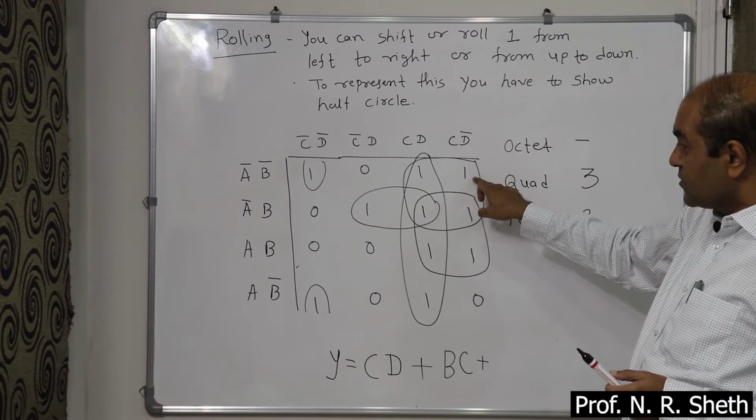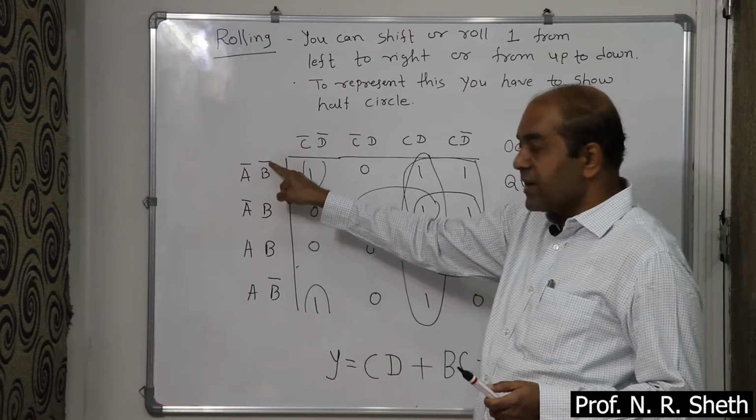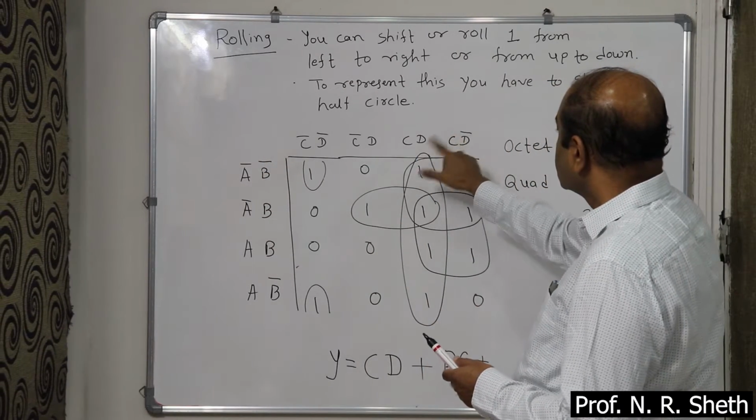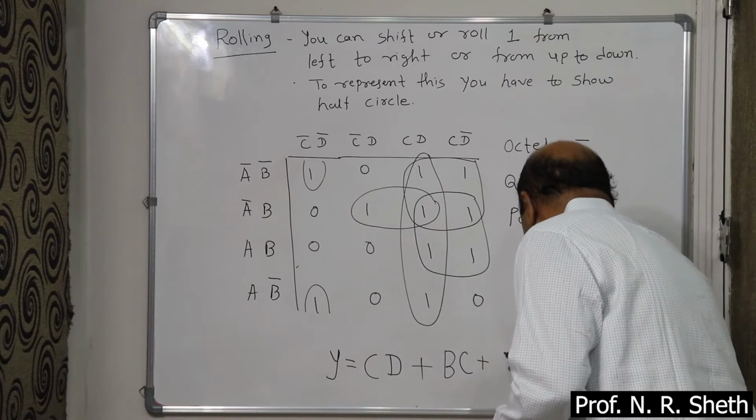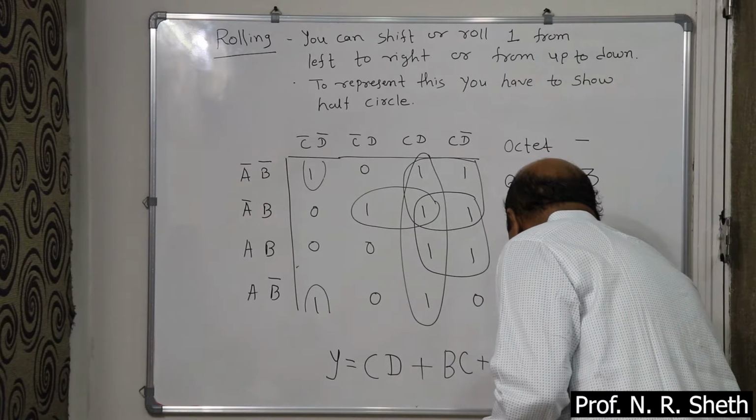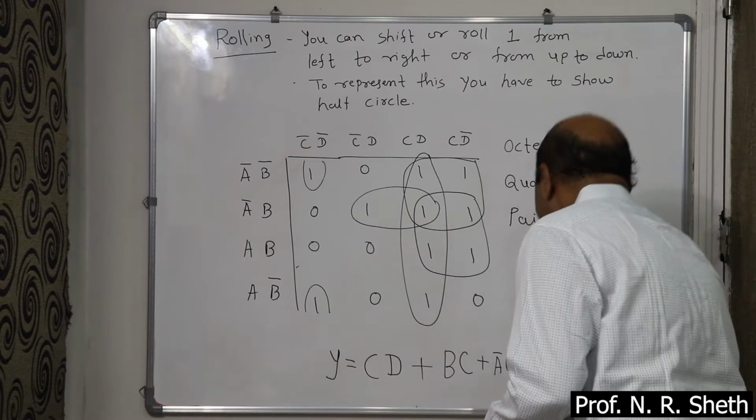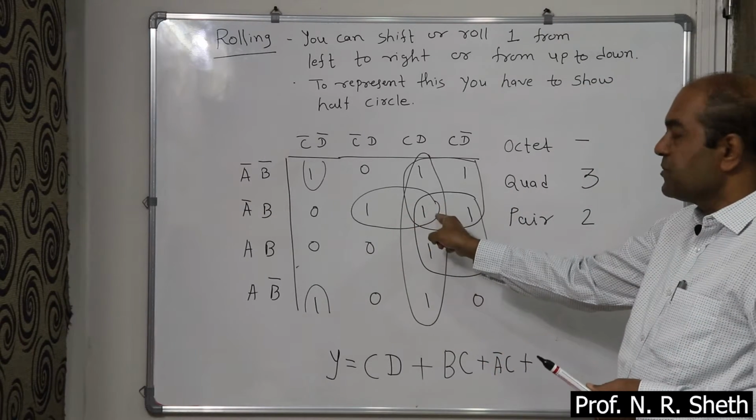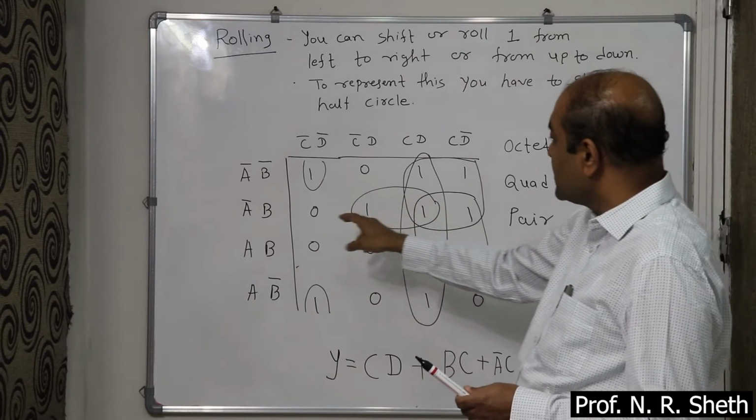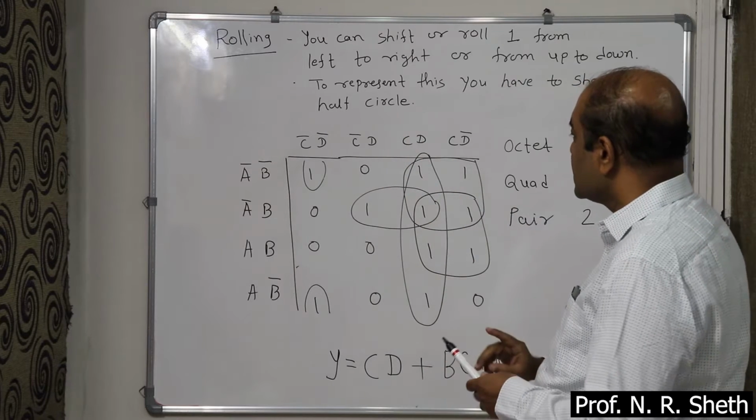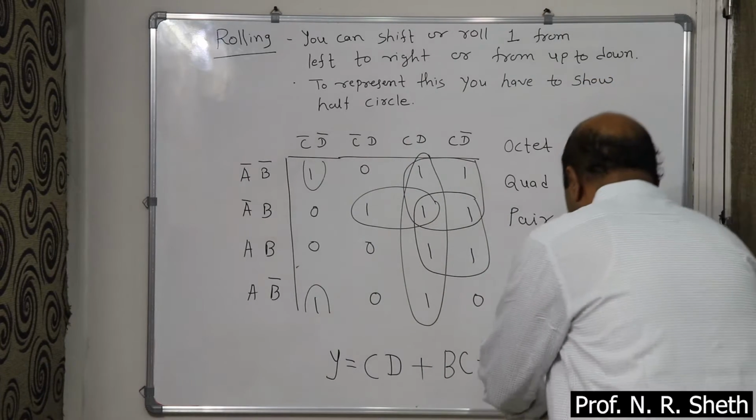Third one. B bar cancel, A bar. D bar cancel, so C. A bar, C. This pair is simple, so first go with this one. A bar B, C bar cancel, so D. A bar B D.